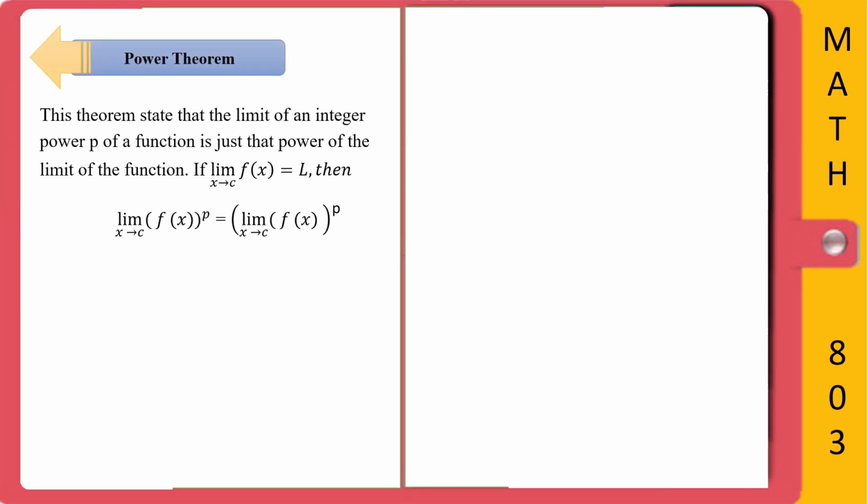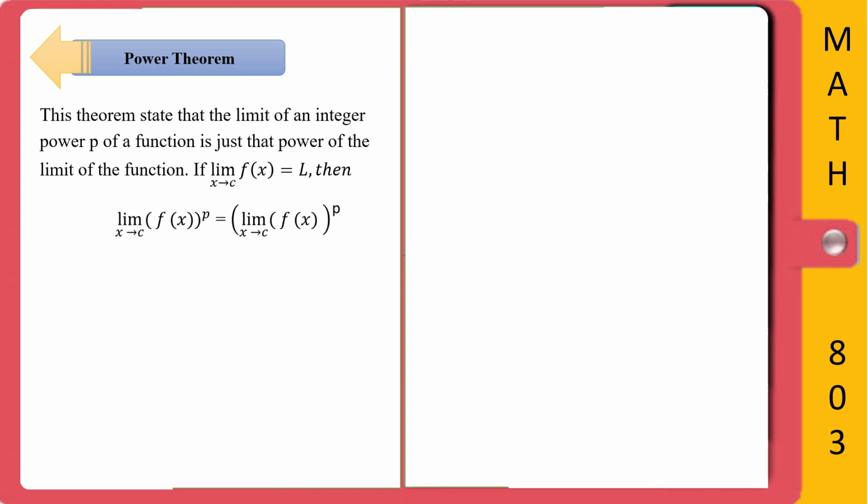The next theorem is the power theorem. This theorem states that the limit of an integer's power p of a function is just the power of the limit of the function. So if the limit of f of x as x approaches c is equal to L, then the limit of f of x raised to p as x approaches c is equal to L raised to p.